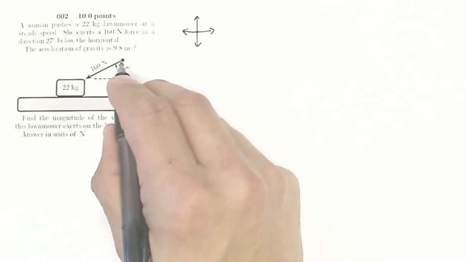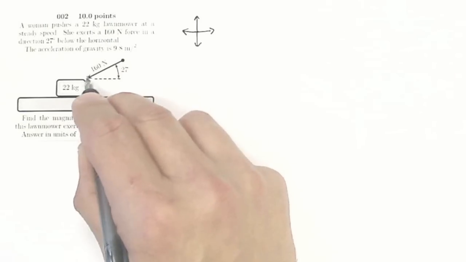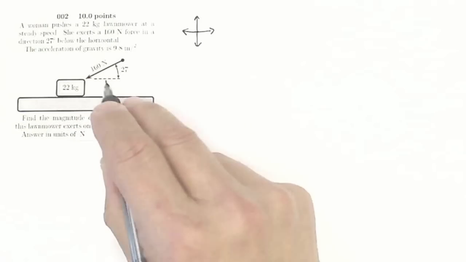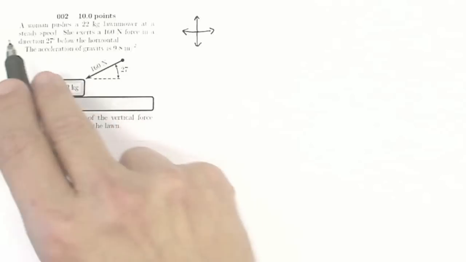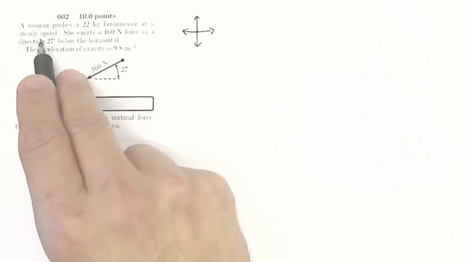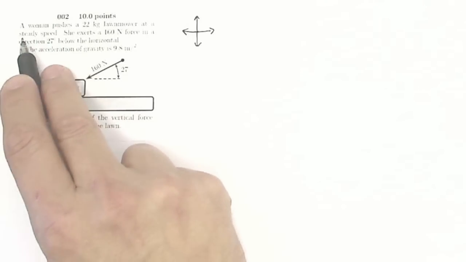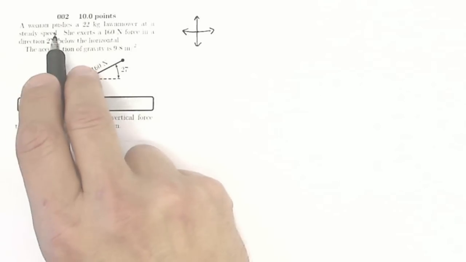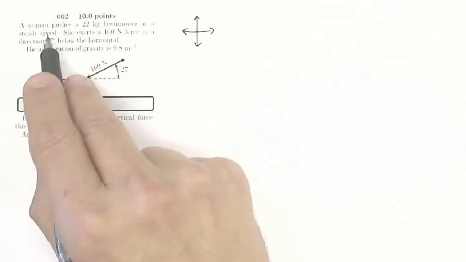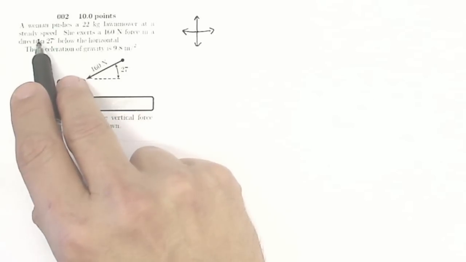If I have any forces at an angle, I have to split them into their horizontal and vertical components. So in this case, a woman pushes a 22-kilogram lawnmower at a steady speed. Steady speed is my hint that this is something at equilibrium. You should always look for steady speed or constant velocity, and that should make you happy because you say, great, all the forces are balanced, no acceleration involved.